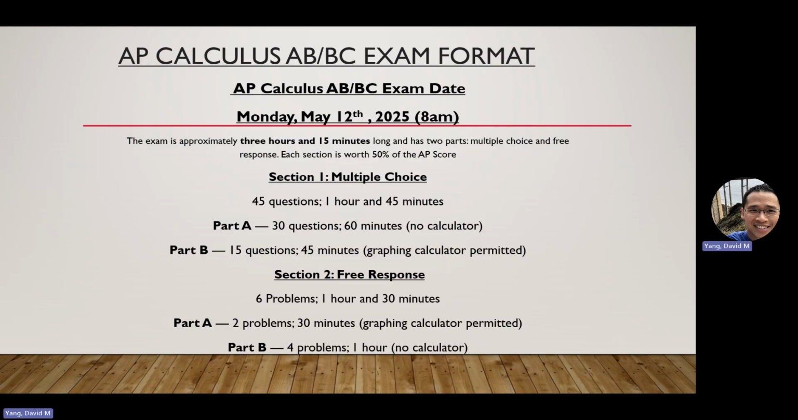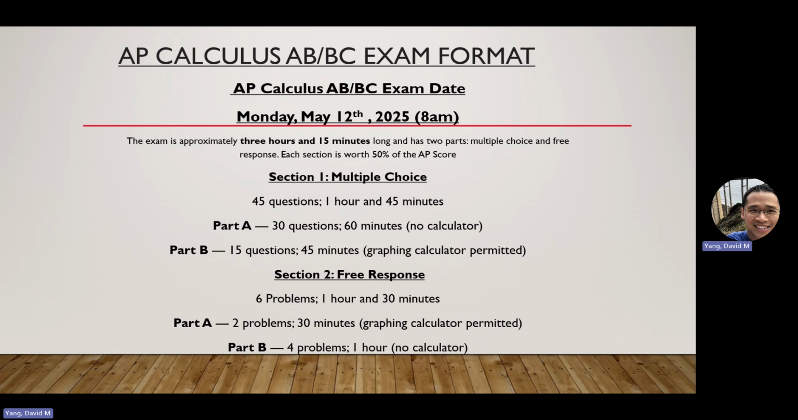Okay, so this is the Calc AP exam format. I believe it's longer than your AP Pre-Calc exam, about 3 hours and 15 minutes in total. You're going to start off taking the multiple choice section, 45 questions over an hour and 45-minute period, and then free response, 6 problems.